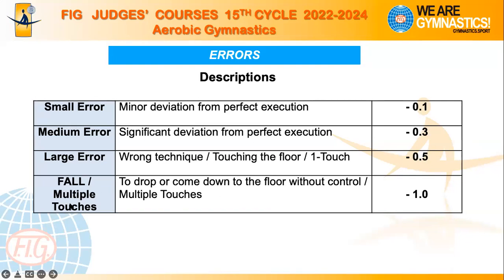Now, fall and multiple touches means to drop or come down to the floor without control. Okay, with control, touch and up is one touch. But if you boom down on the floor, that's without control, without your intention, it becomes a fall. And more than one touch means multiple touches. Those are under this criteria, and you deduct minus 1.0.